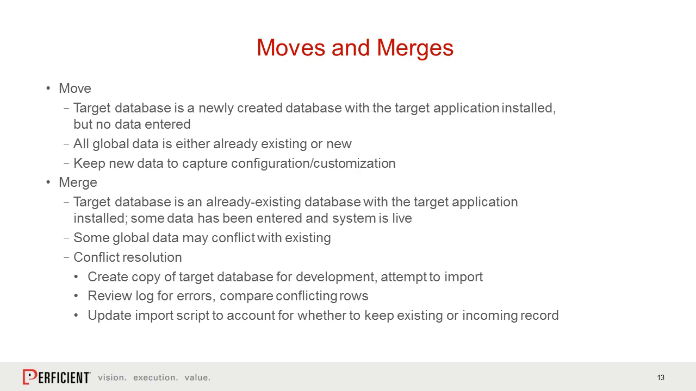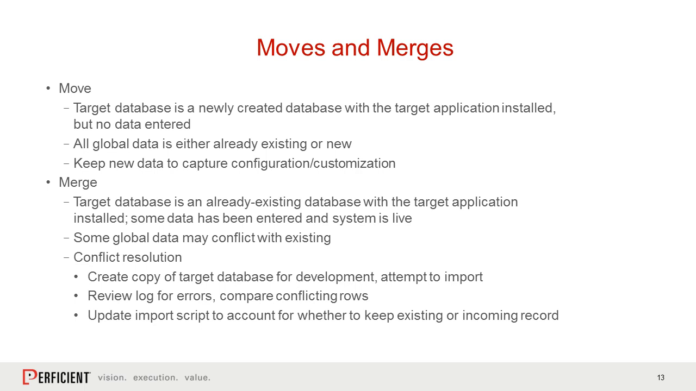The study-specific data never really ever has a conflict because of the clinical study ID providing separation of all the records. It's really easy to move data that's study-specific. Global data gets a little bit more difficult, especially if you're doing a merge. So in the merge, your target database, and again, target is the one you're moving into, source is the one you're coming from, the target database is an already existing database. It's already live, and it has studies in it.